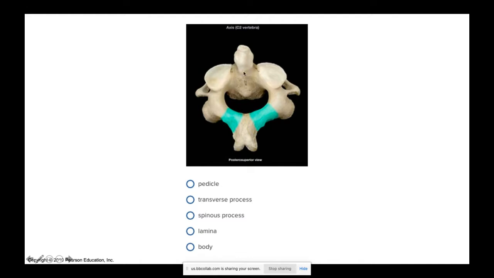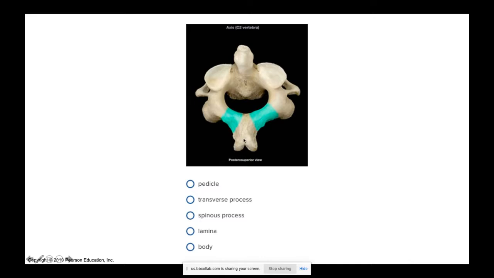So this is the C2 vertebrae. Here's the vertebral body. Here's the odontoid process, or the dens. It's the only vertebra that has that. Here's the transverse process here and here. There's a hole in it called the transverse foramen. That's where the vertebral artery travels through.